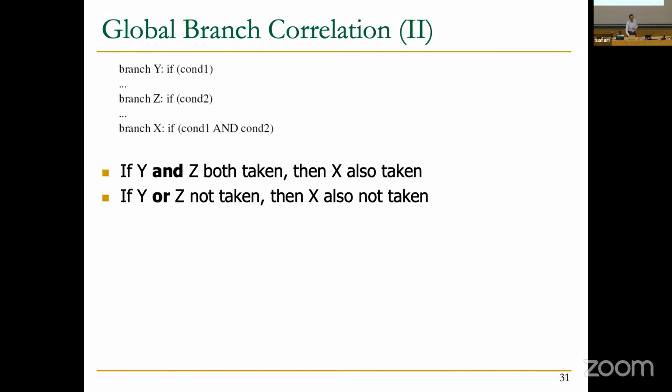Now, there are more sophisticated correlations. I'm going to show you another sophisticated correlation soon, but these are two different branches. One is testing condition 1, the other is testing condition 2. And the third one is testing condition 1 and condition 2. If the first two branches are both taken, then the third branch is also taken. If Y or Z, if the first or the second branch is not taken, then the last branch is also not taken. So you can see there's a nice correlation. And if you actually encode what happened to the prior branches, you can get to a better prediction accuracy.